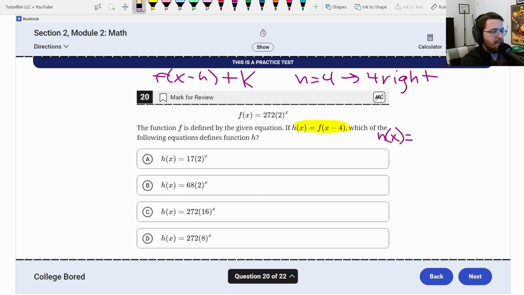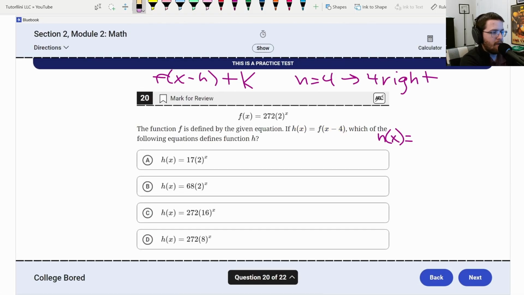So wherever you see an x, you're going to replace it with whatever's inside the parentheses, in this case, x minus 4. So h of x is equal to 272 times 2 to the x minus 4. I just replaced that x with an x minus 4.